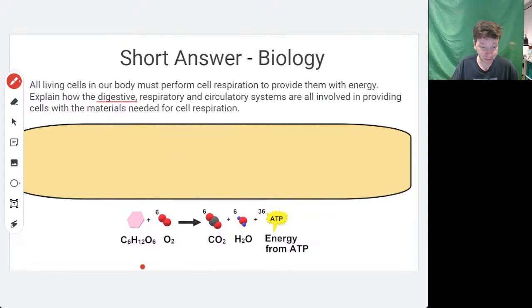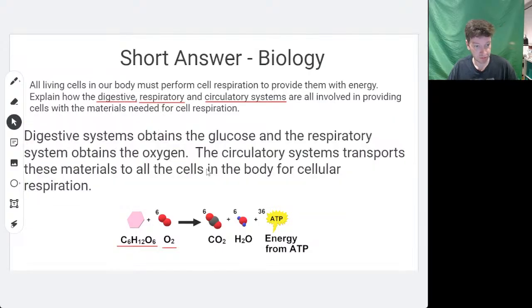Okay, well, digestive system. For cellular respiration, we need glucose. So the digestive system is going to provide that. Our respiratory system. Okay, we also need oxygen. So our respiratory system is going to provide that. So what does the circulatory system do? The circulatory system is going to transport the glucose and the oxygen to every cell in your body. Okay? So I wrote that answer there.